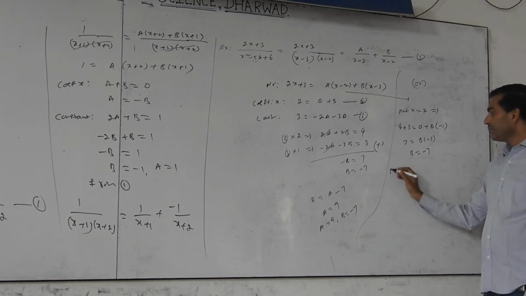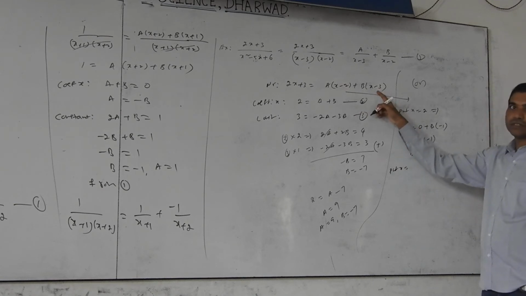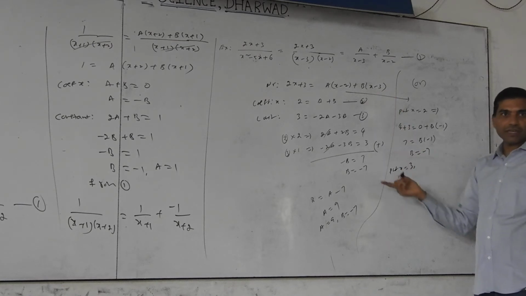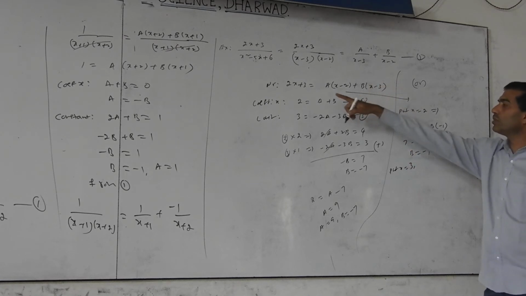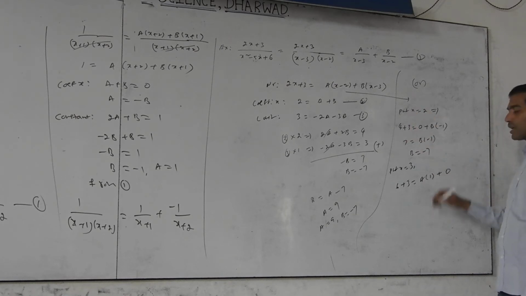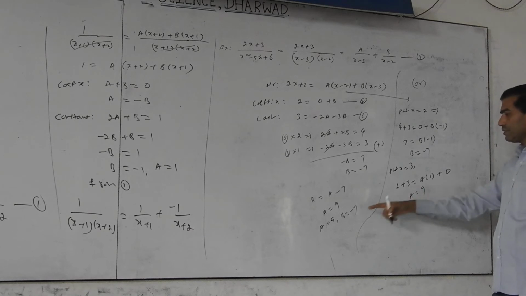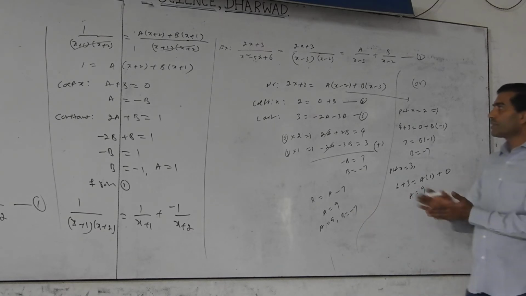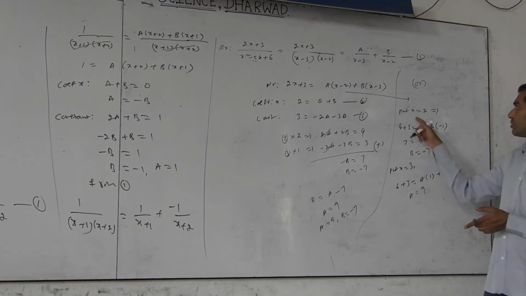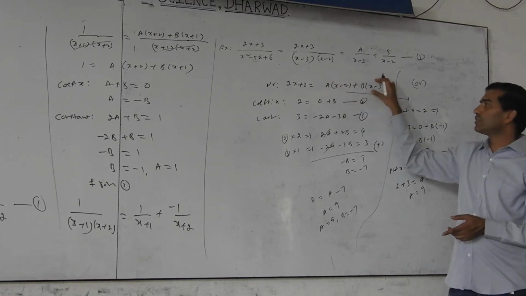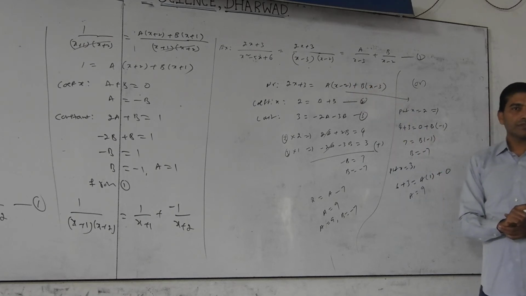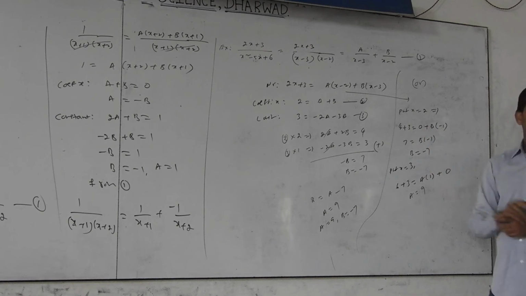Similarly, how do we get A? Put x = 3, so the B term vanishes. Put x = 3: 2·3 + 3 = 9, and A(3 - 2) = A, plus the B term becomes 0. So A = 9. So by equating the coefficients of x and like terms we get A and B, or by using the substitution method: put x = 2 and that factor becomes 0, we get B; put x = 3 and that factor becomes 0, we get A.